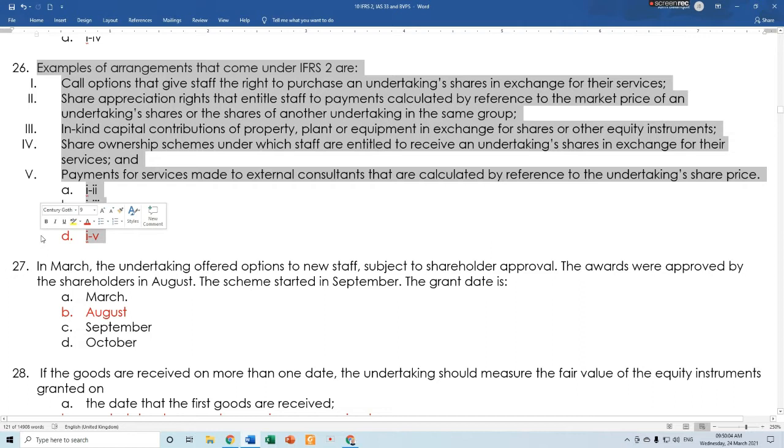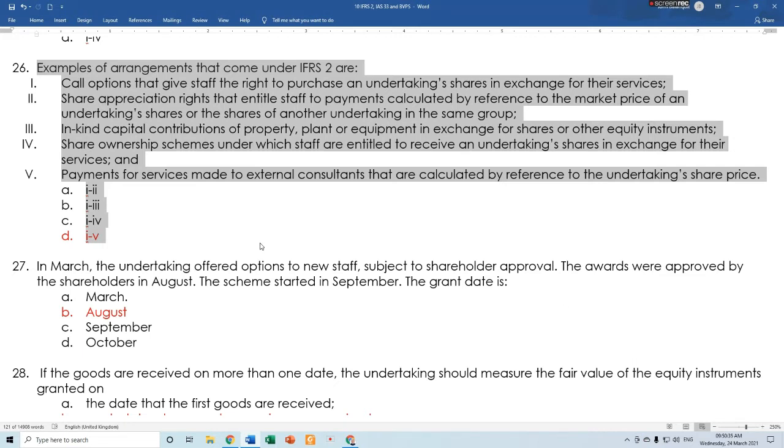26. Examples of arrangements that come under IFRS 2 are call options that give staff the right to purchase. Call options kasi 'to. So, purchase stocks 'yan. So, malamang okay 'yan, pasok. Share appreciation rights, 'yan yung cash settled kasi ang basis ng babayaran mo is the increase in the fair value of the shares. In-kind capital contributions of property, plant, and equipment in exchange for shares. So, ganun din, equity settled.